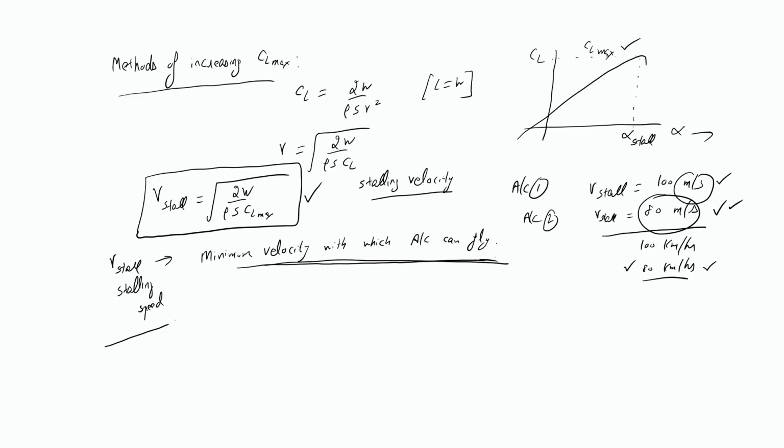Now, the higher the CL max, the lower the stall velocity. This is an inverse relationship, as we know. Higher the CL max, lower the Vstall. So aircraft designers try to increase CL max and thereby reduce stall velocity. But for a given airfoil, CL max is fixed.